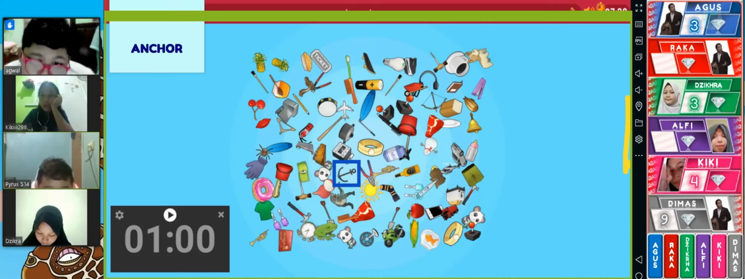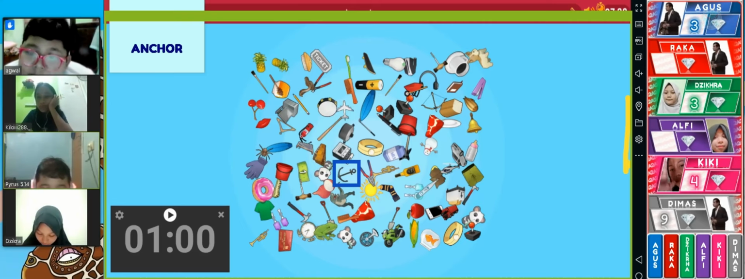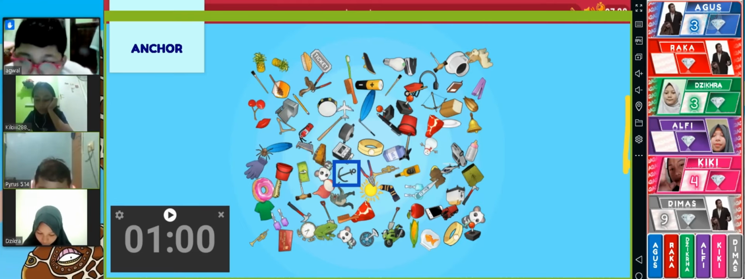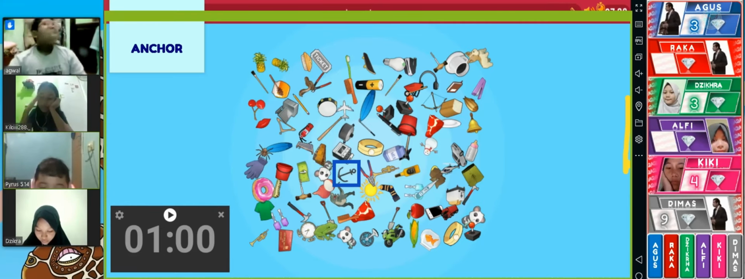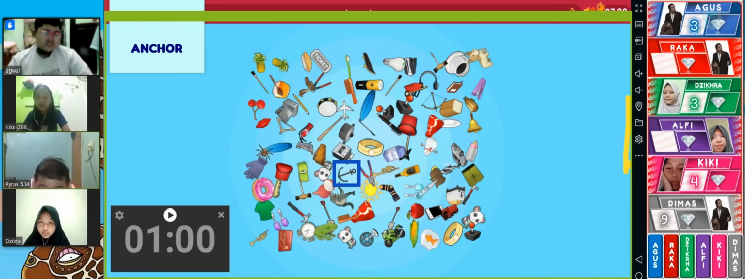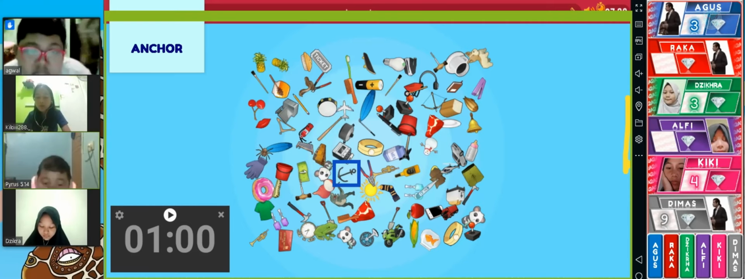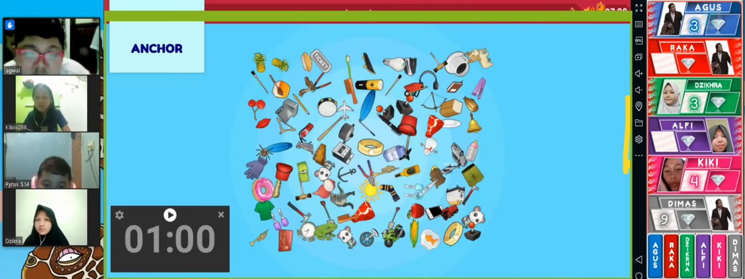Anchor. A heavy metal object that is attached to a rope or chain and dropped over the side of a ship or boat to keep it in one place. So your ship is not going to move.